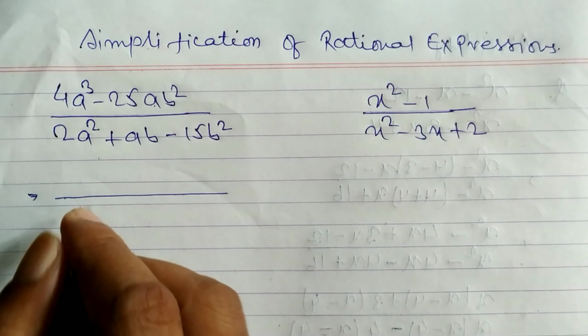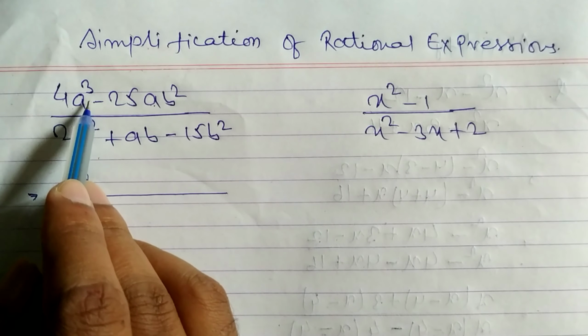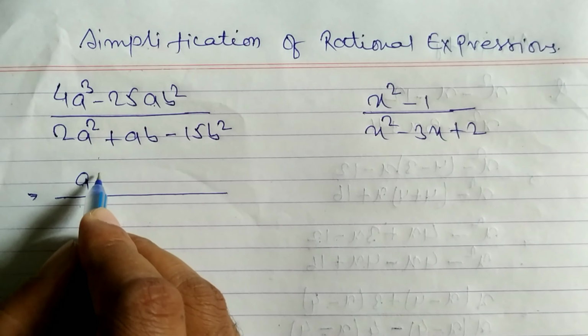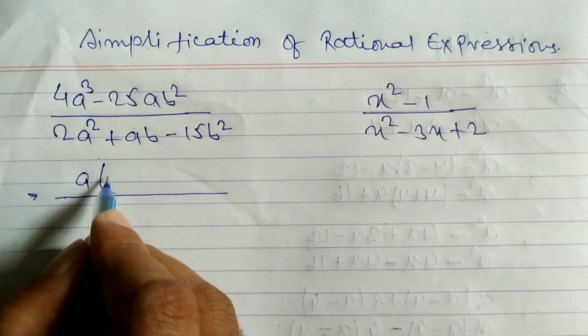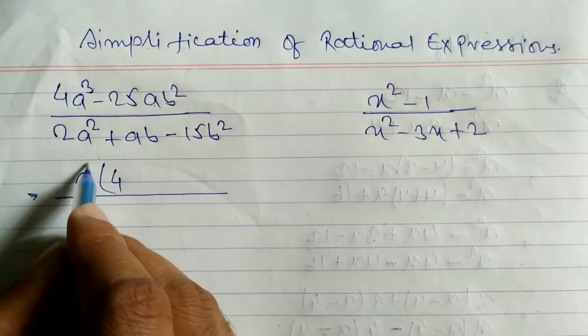Here a cube and a, so the smallest, lowest power we have to take common. Here is b square, but we don't have b here, so only a is common. And what is remaining here? 4, so we have to write 4. A cube, from a cube a already came, so here is nothing, then 1.